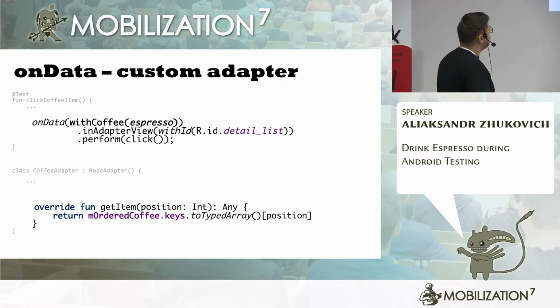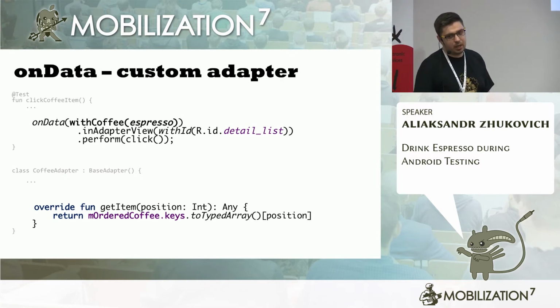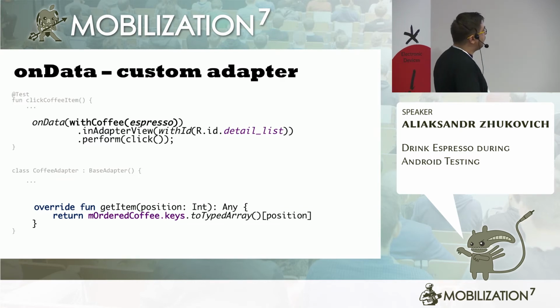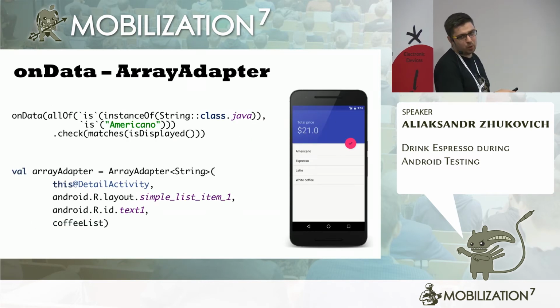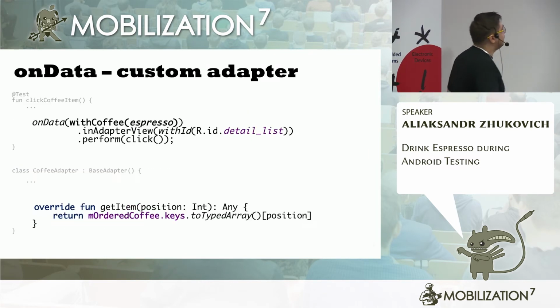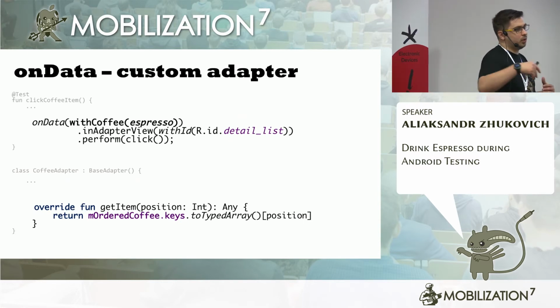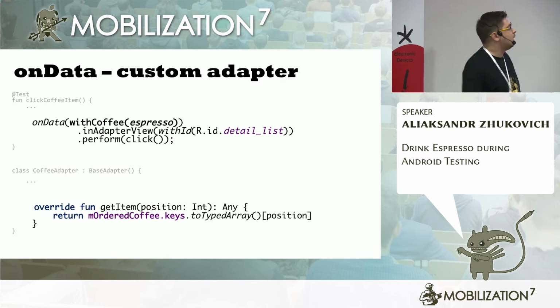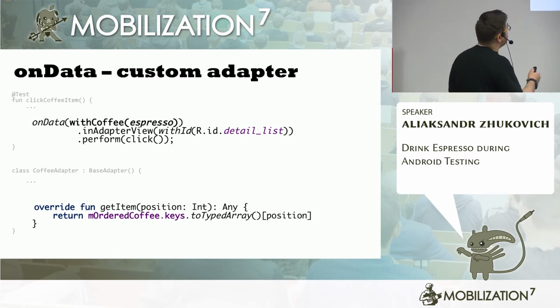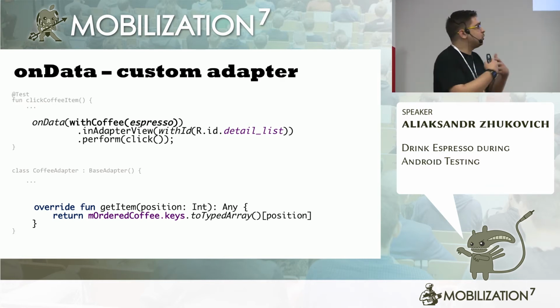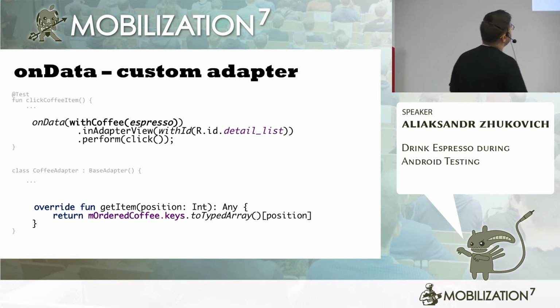And here we should extend our adapter and override the getItem method. This getItem method should return some type. If this method returns a String, you can test it in the same way, because it will be a String. In my case, the getItem method returns a Coffee object. And here we use a custom matcher. From my point of view, it's really good practice to use something like this.